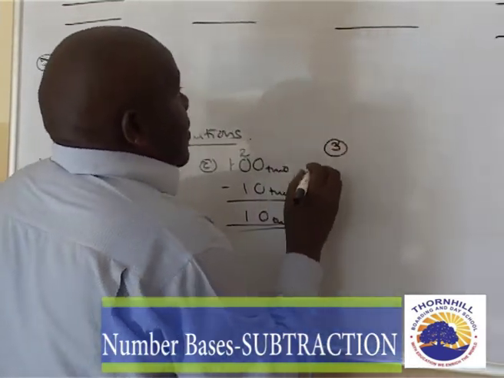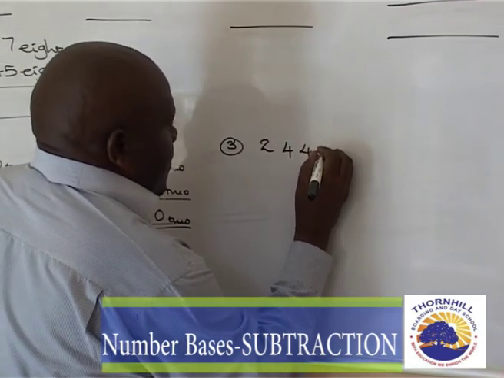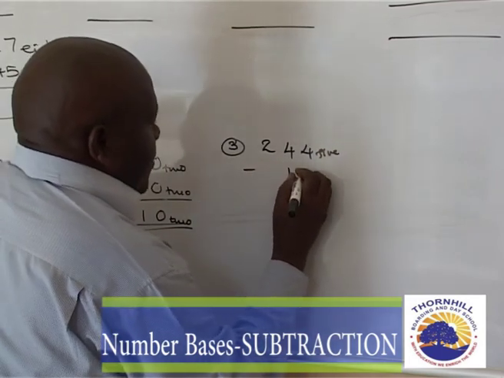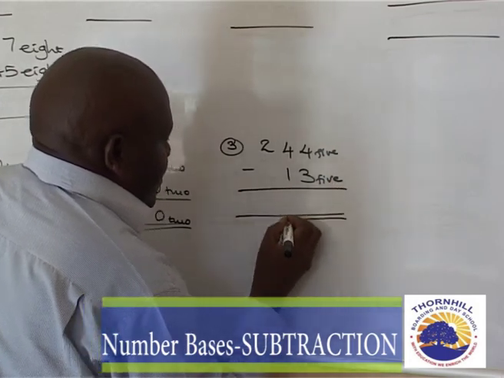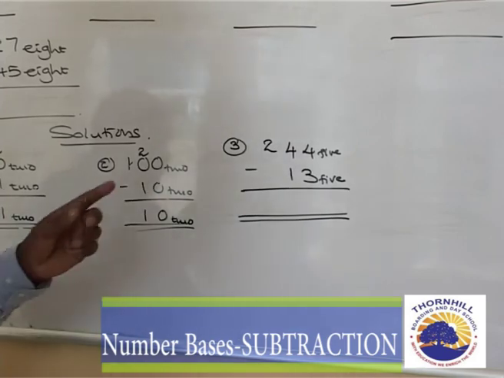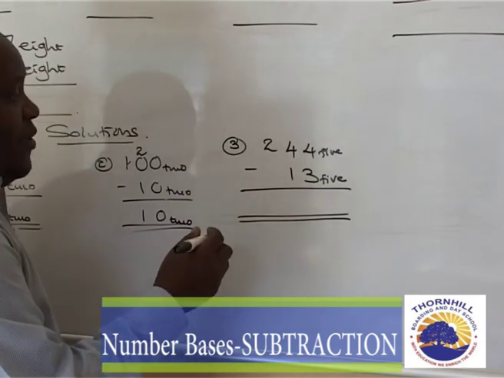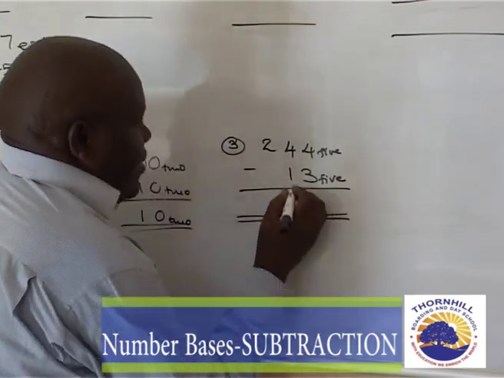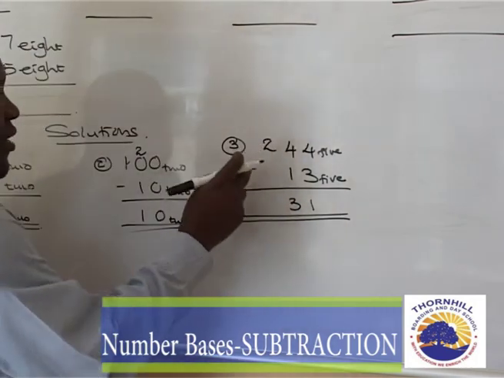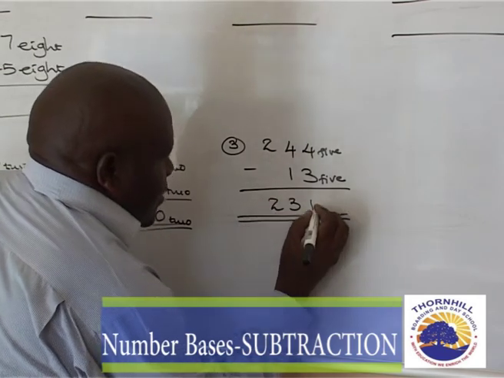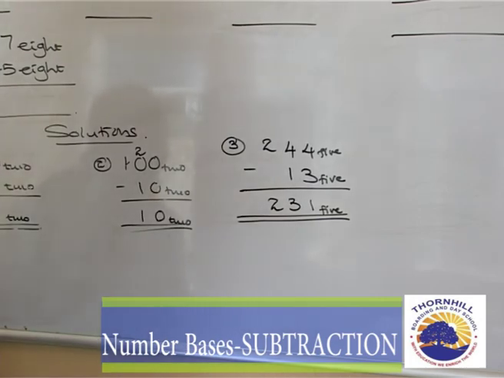It says 244 base 5, take away 13 base 5. Okay, let's do the subtraction. 4 take away 3 gives you 1. Do we have 1 in base 5? Yes, so we just write 1. 4 take away 1 is 3. So we just write out 3. And here 2 take away nothing is 2. So this gives you your answer as 231 base 5.